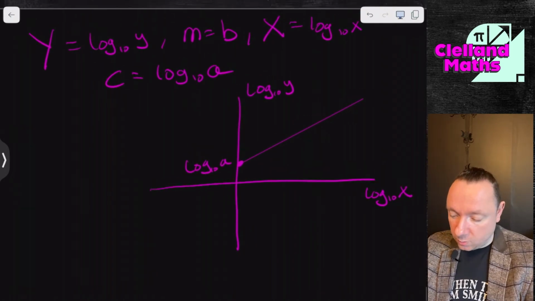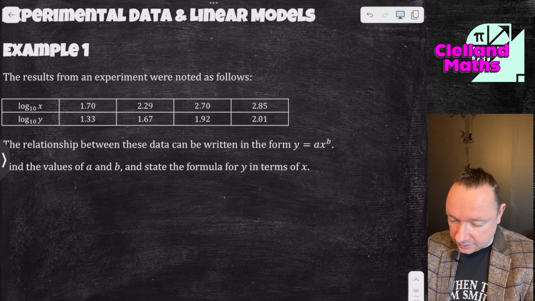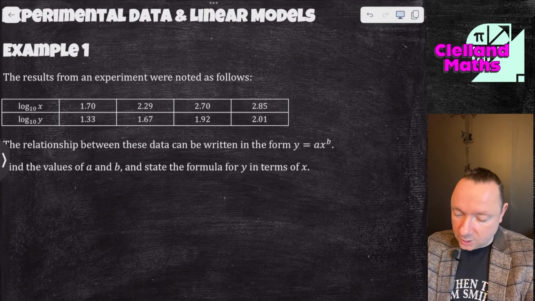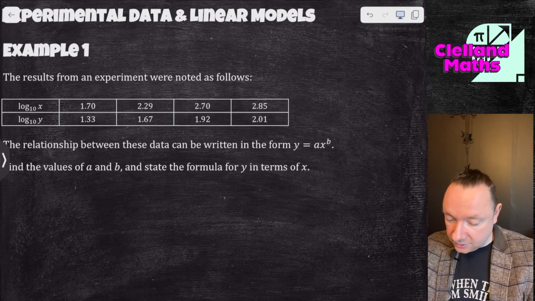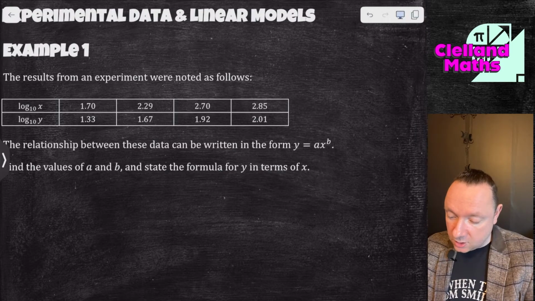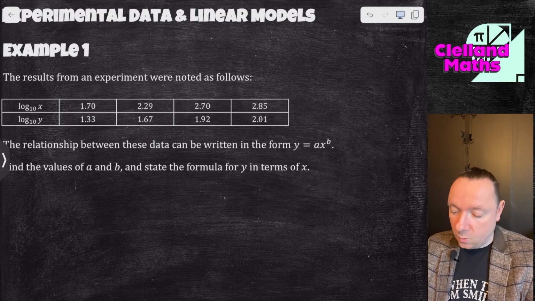We're going to do examples where we change the axes. Okay, here's an example. The results from an experiment are noted below, and it's told us log base 10 x, these numbers, log base 10 y, these numbers. The relationships between these data can be written in the form y equals ax to b. Find the values of a and b and state y in terms of x.